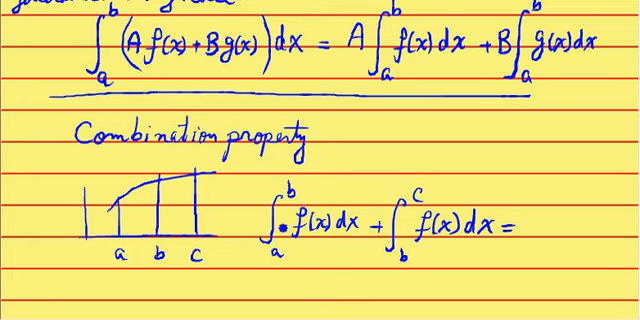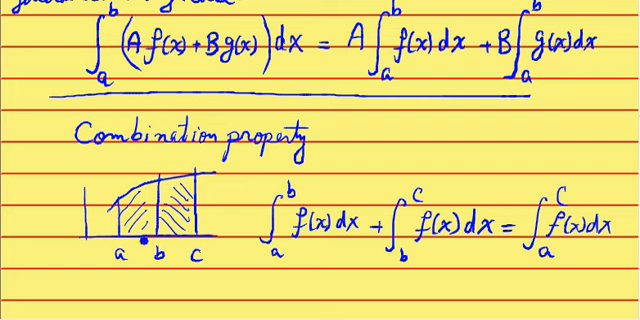I'll make a guess. A to B is just this area. B to C is this area. So obviously you are getting the area from A to C of f of x dx. Nice thing about this combination property is that A, B, C don't have to be in this order.